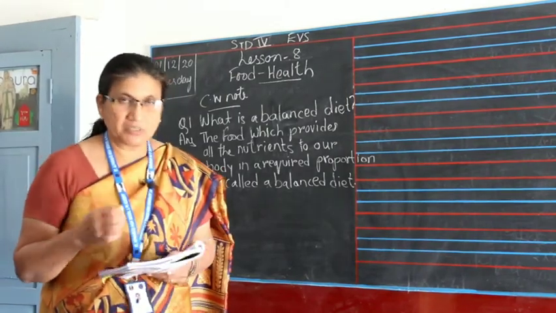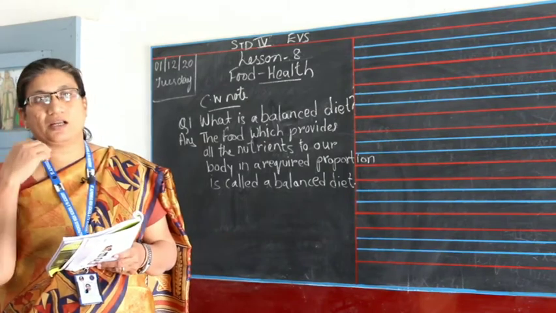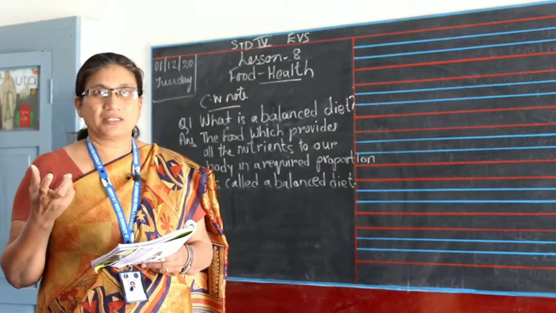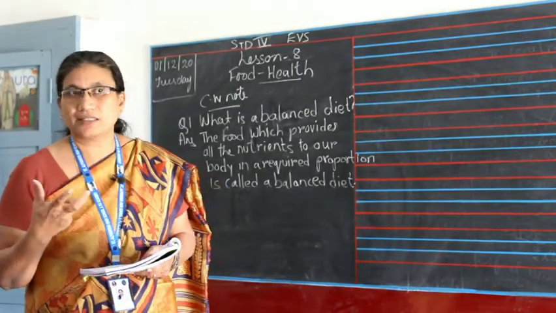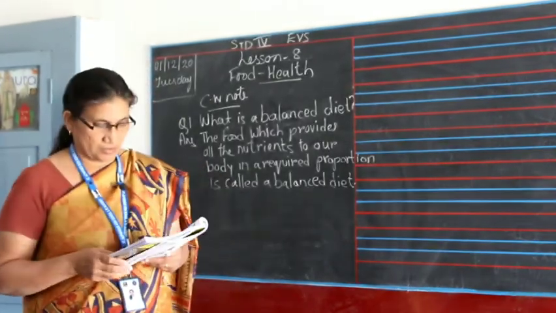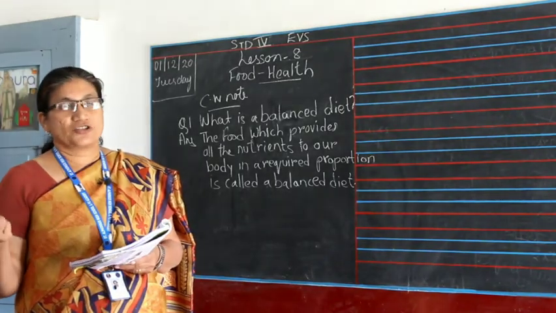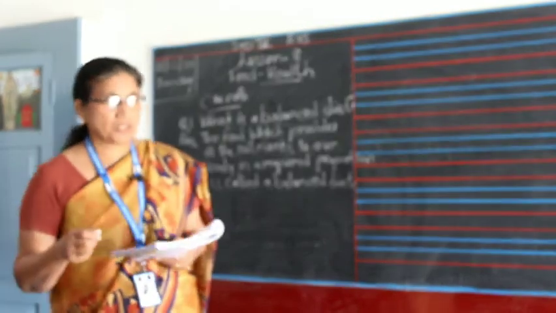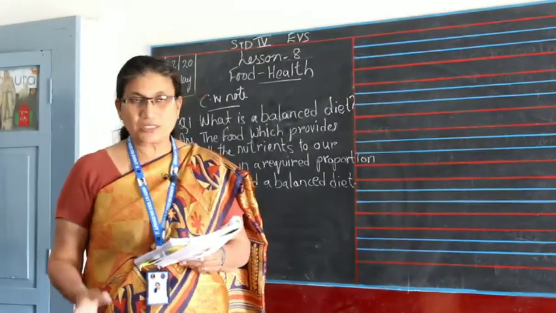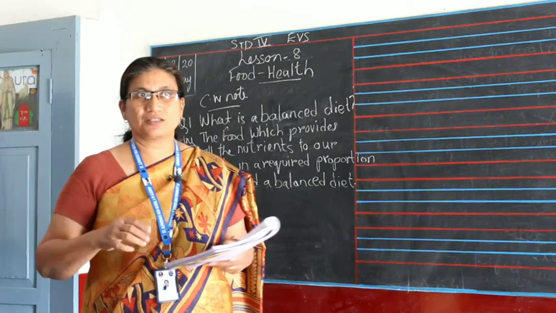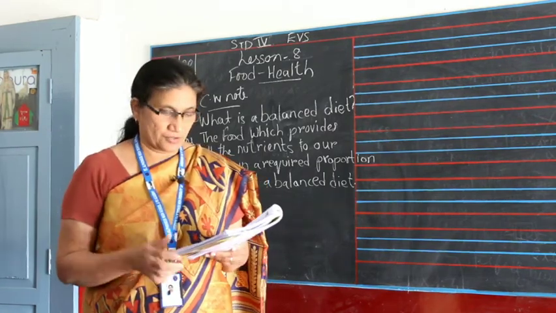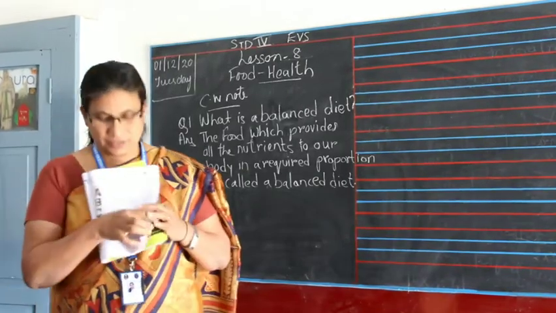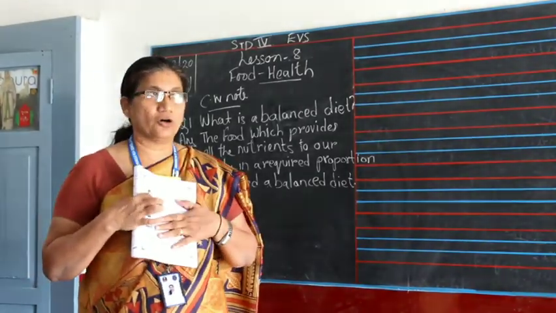Then the disease caused by the deficiency of vitamin C is scurvy. Scurvy means, children, your gums and your teeth, this pink color thing inside, start bleeding. That's a disease of the teeth. So scurvy is a disease of the teeth. When there is a deficiency of vitamin D, the disease caused is rickets. Rickets means, children, you have a disorder of the bones and the bones will become crooked. So that's called rickets.